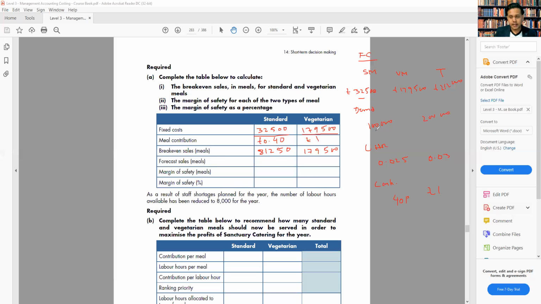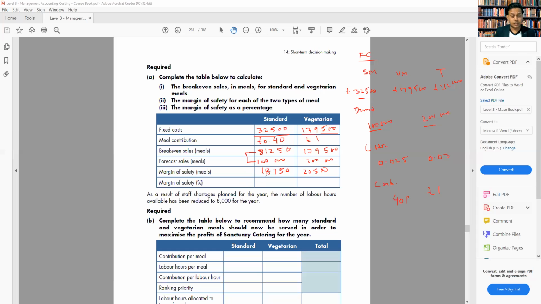Then forecast sales. The question said the plan is 100,000 and 200,000. So the forecast sales are 100,000 and 200,000. Margin of safety. This is the difference between the forecast sales and the break-even. So 100,000 minus 81,250. The difference is called margin of safety. So it is 18,750 for the standard, and for the next one 20,500.